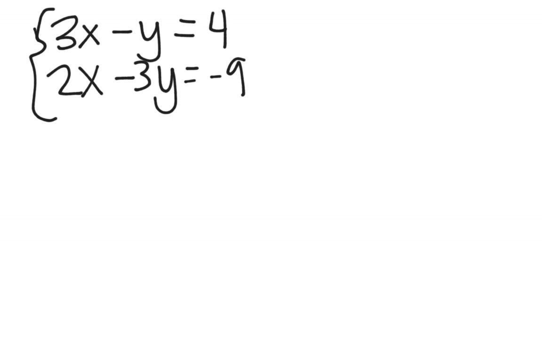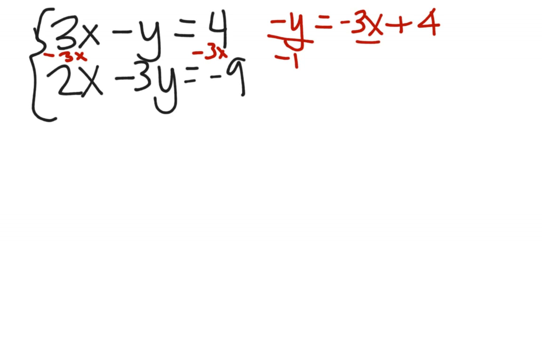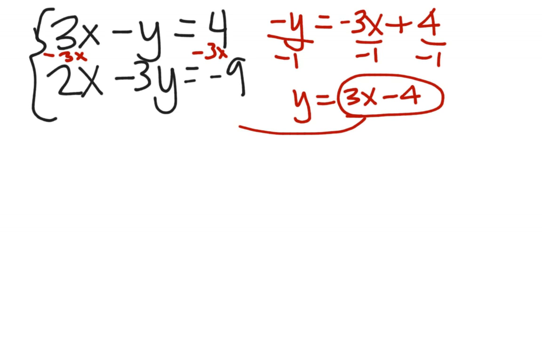So I'm going to start by solving that first equation for y. To do that, I'm going to subtract 3x from each side. That gives me negative y is equal to negative 3x plus 4. I'm not looking for negative y, I'm looking for positive y. So we're going to divide each side by negative 1, and that gives me y equals 3x minus 4. We want to substitute this into the other equation for y.